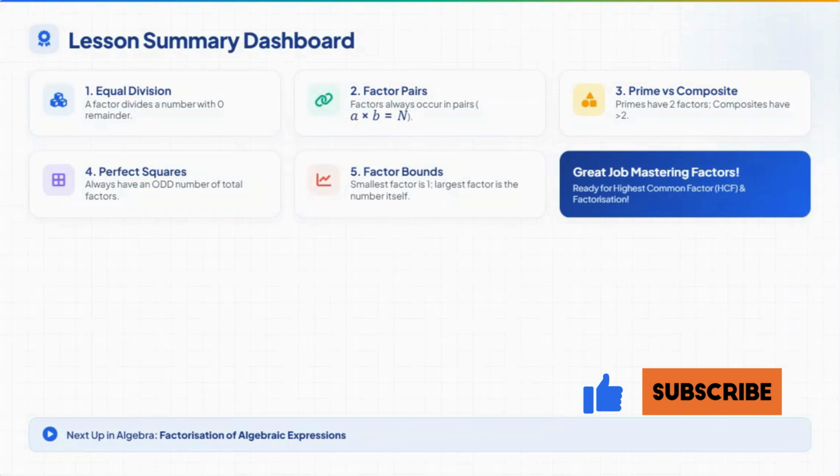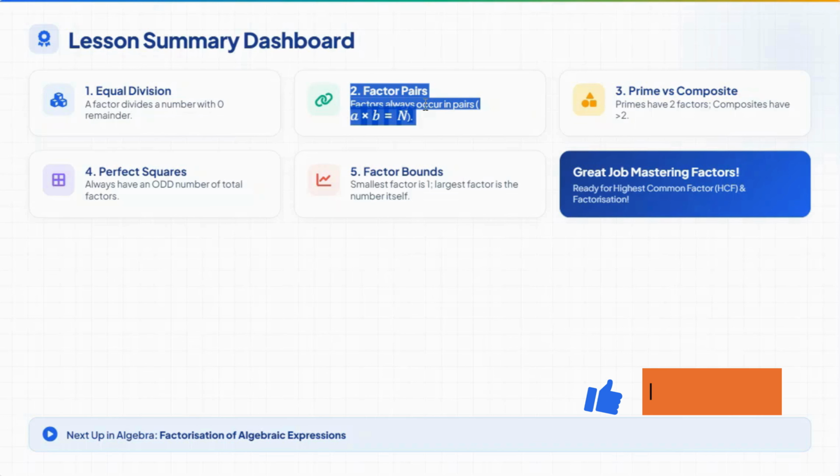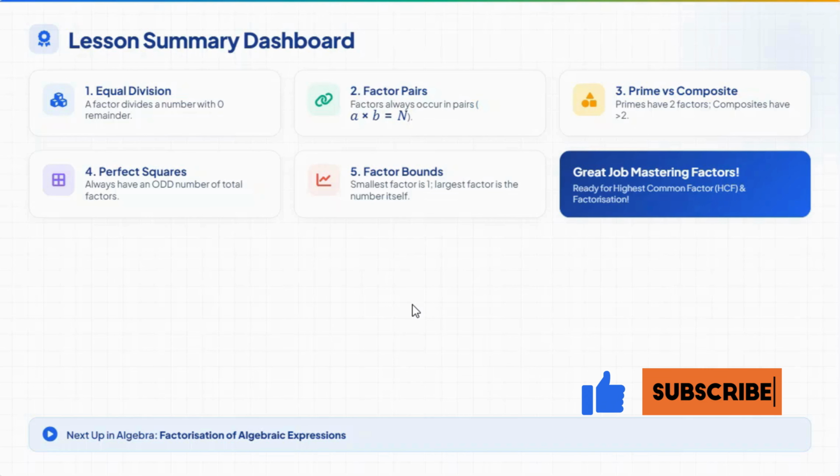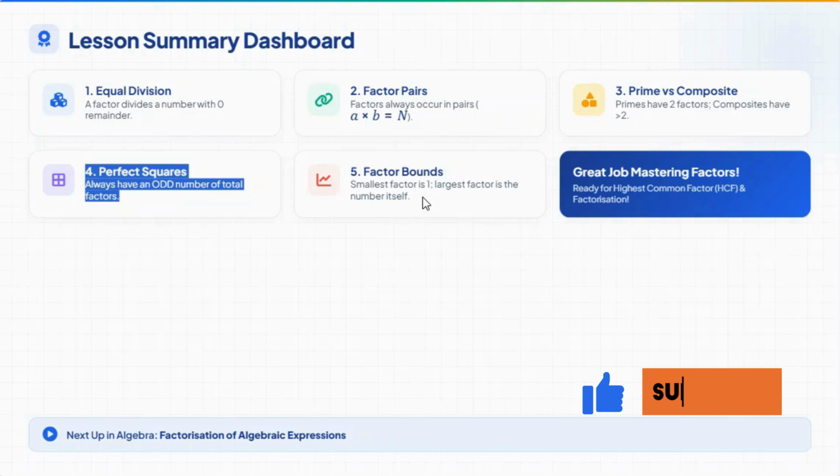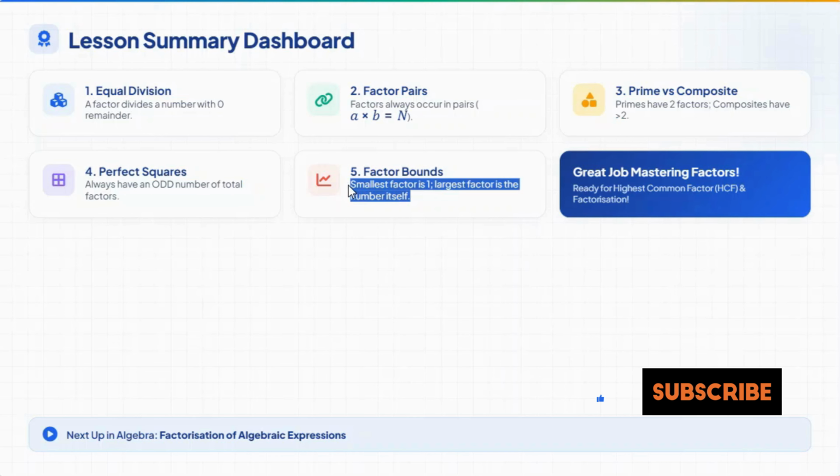Let's do a quick recap of whatever we have learned in this topic. First, we learned about equal division. Factors divide numbers cleanly with zero remainder. And second topic was factor pairs. Always use factor pairs starting from 1, so you don't miss anything. And third is prime versus composite. Prime numbers have 2 factors, whereas composite numbers have 3 or more factors. And next, perfect squares. Perfect squares always have an odd number of factors. And lastly, factor bounds. The smallest factor is 1, the largest factor is the number itself.